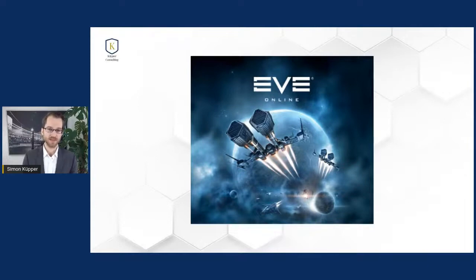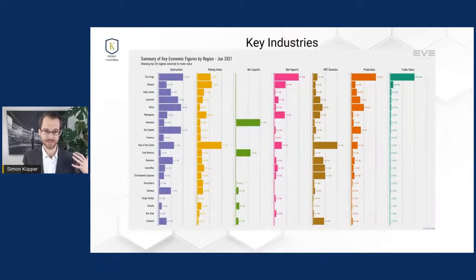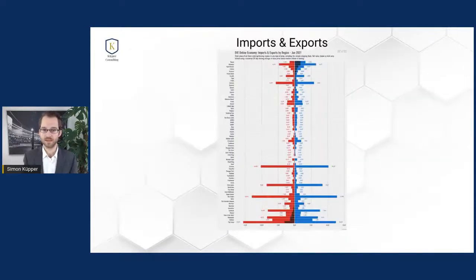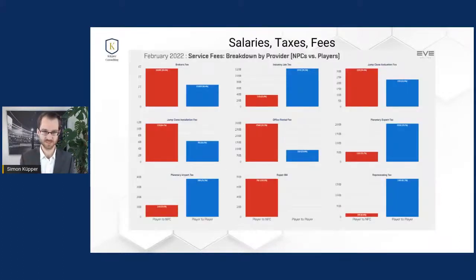For example, when we pick a game like EVE Online, one of these huge, massive online multiplayer games, they have complete economies. So they publish monthly reports about the key industries and the key commodities and how they performed. They have import and export reports, salaries, taxes, fees for the different services and products that you have in these worlds. You have to pay taxes and whatnot.